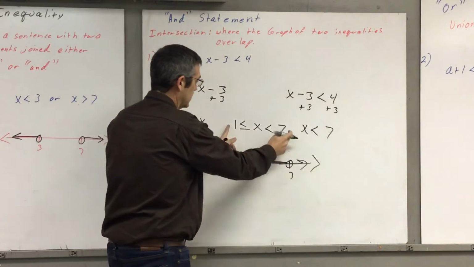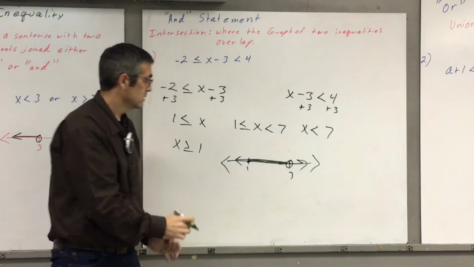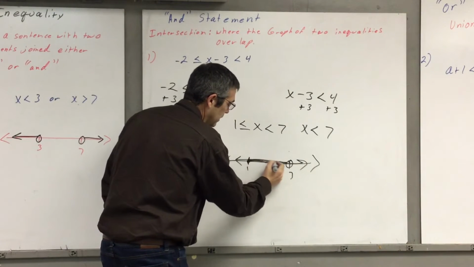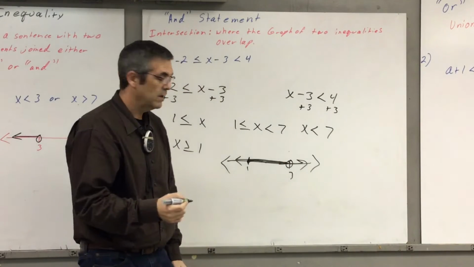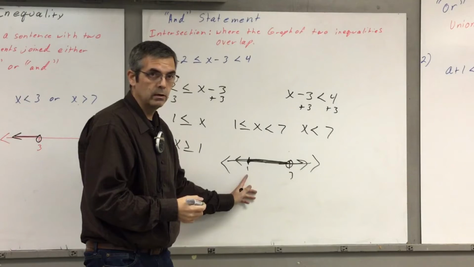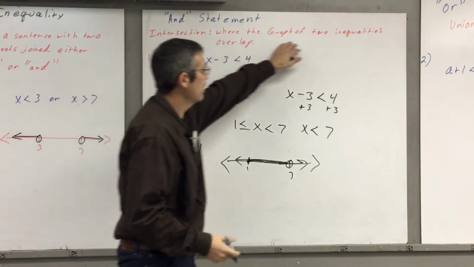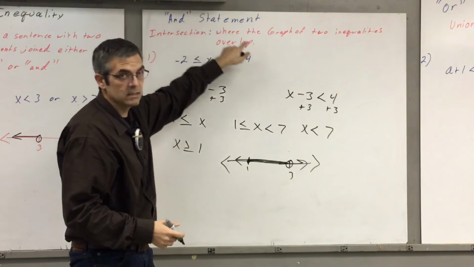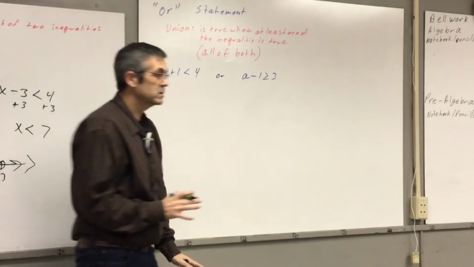So we could write it like this, or we can graph it out like this so that we know that. Now it ends right here, and it comes all the way in between here. Now it doesn't include the 7, but it does include the 1. It's where it overlaps, right? The intersection, where the graphs of two inequalities overlap. That's our AND statement, okay? That's the AND. So let's take a look at an OR statement.